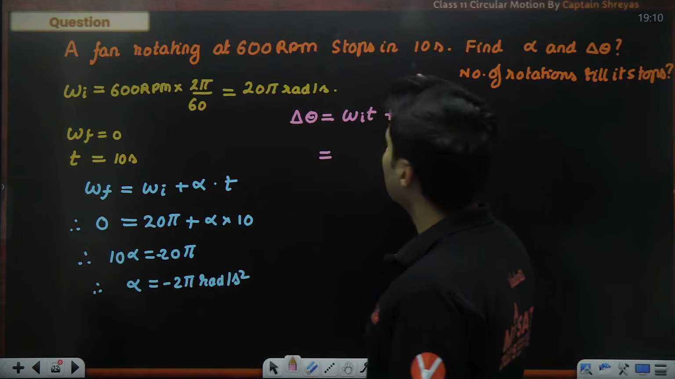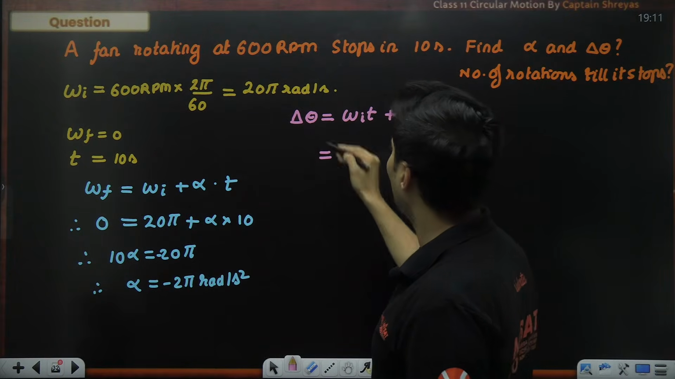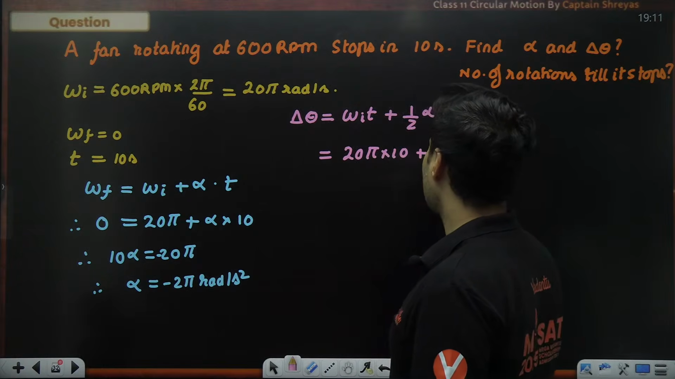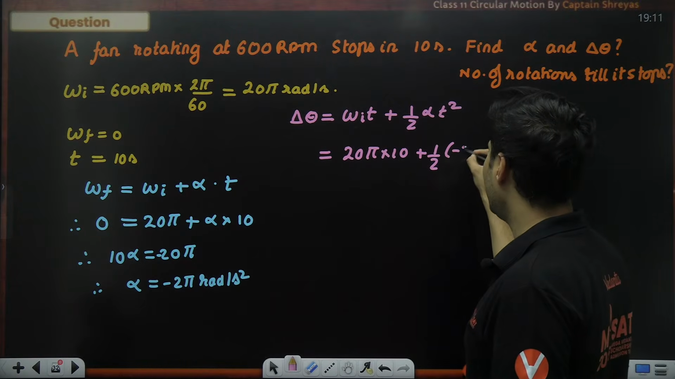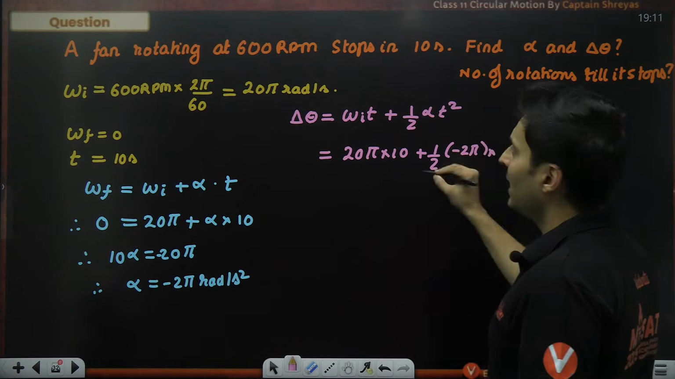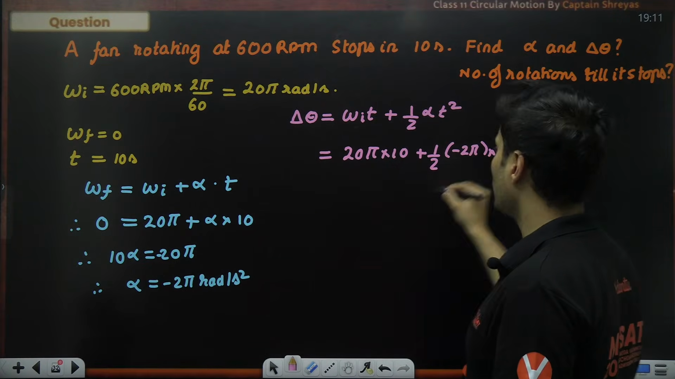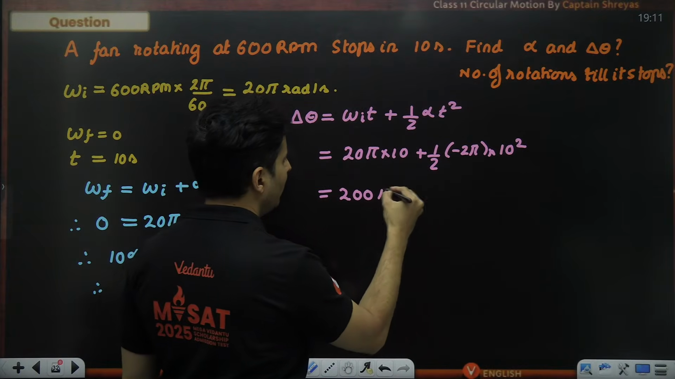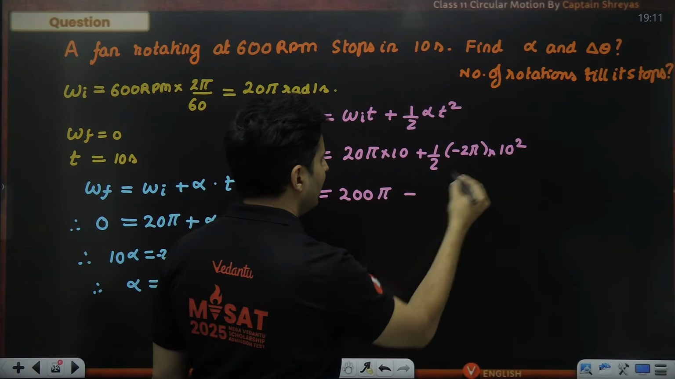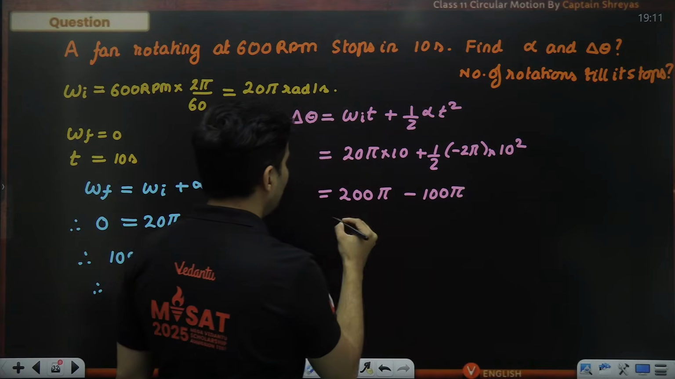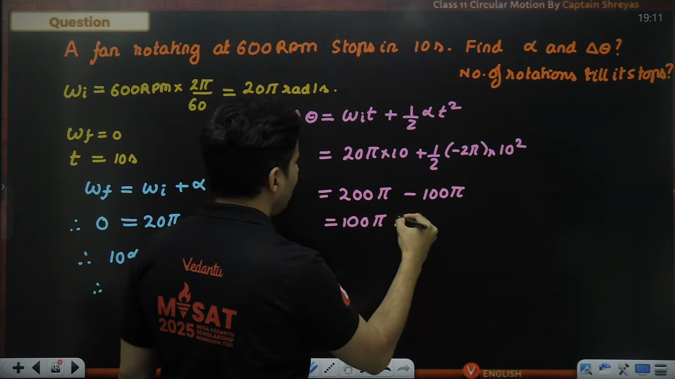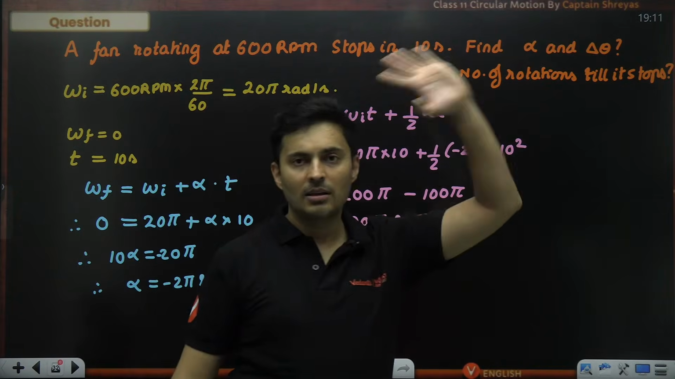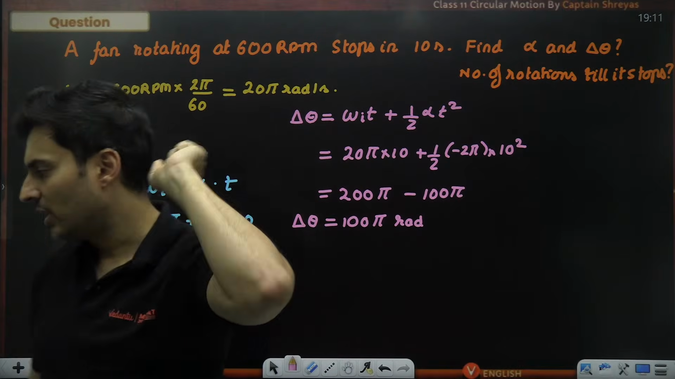Initial velocity, where is it? 25 pi. Time is 10, and alpha is negative because it is retardation. So put 10 square over here. What do we get? 20 pi into 10 is 200 pi. 2 cancels, minus 10 square is 100, so minus 100 pi. So this will be just 100 pi radian. So we got delta theta also. First part is done. Let's go to the second.